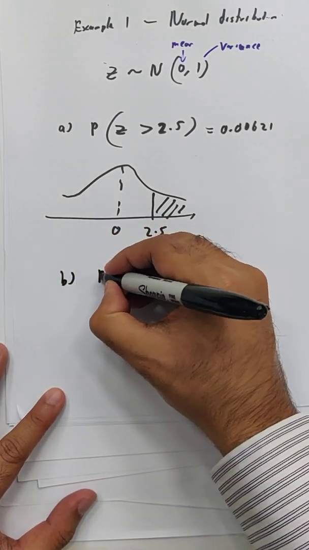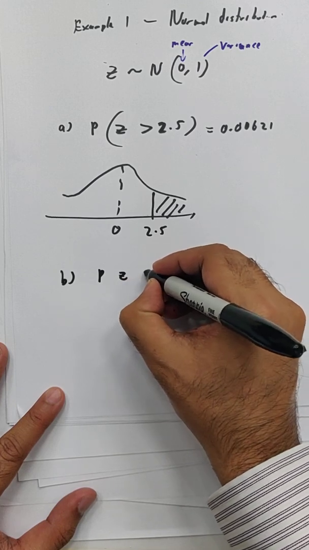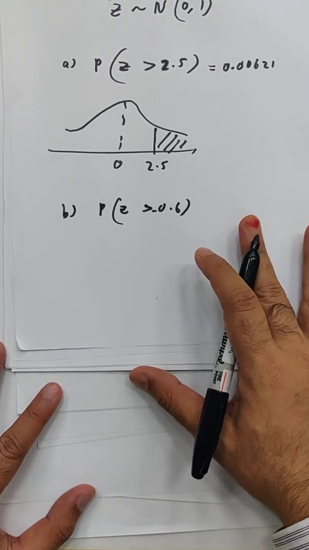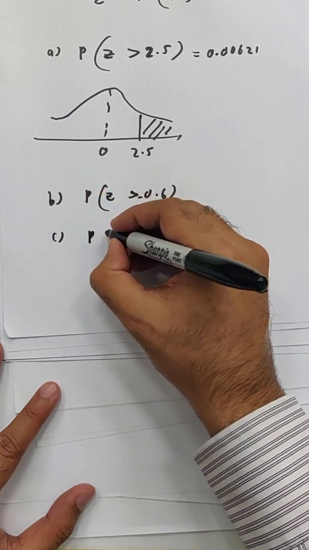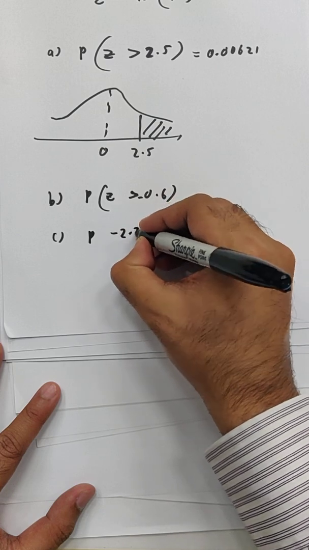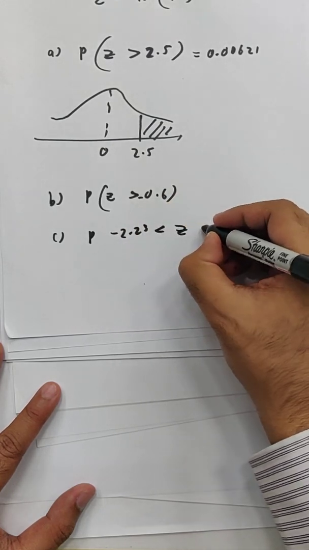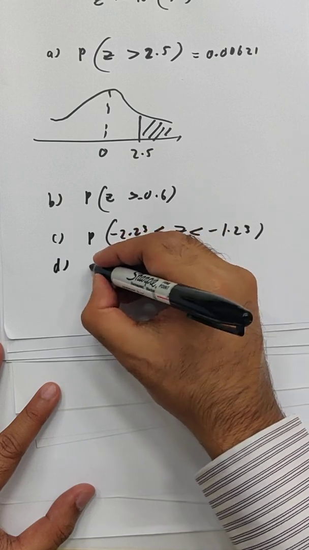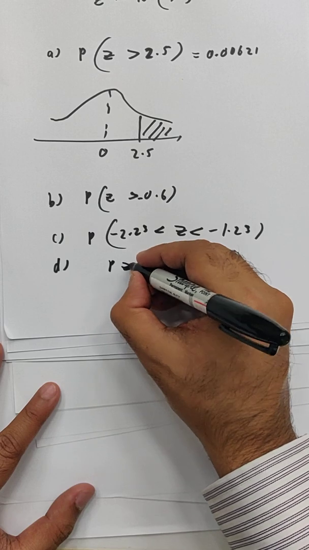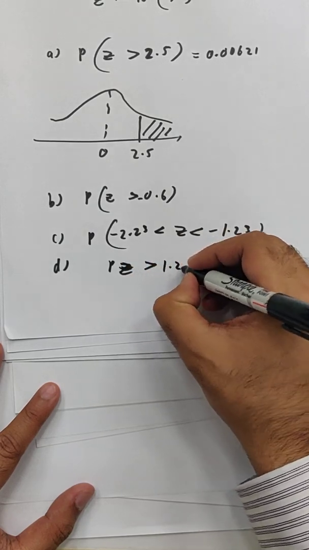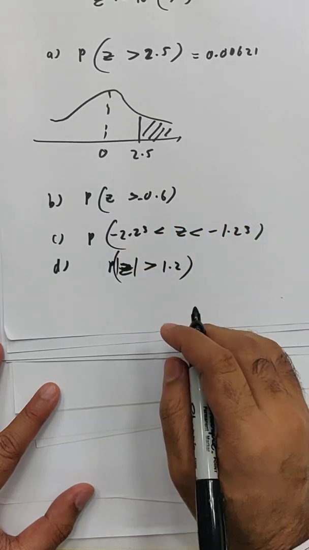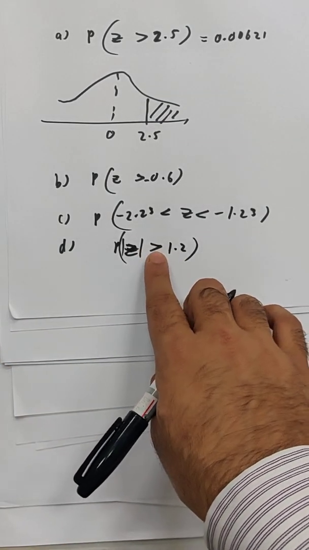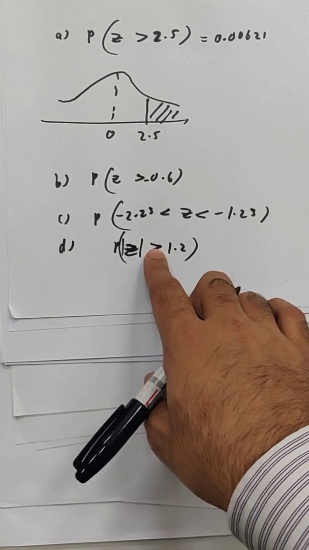Okay, now on your own, can you try this one first? P(Z more than negative 0.6). Sorry, negative 0.6. On your own, give it a try. Then negative 2.23 less than Z less than negative 1.23. Oh, we got symmetrical ones. Modulus of Z more than 1.2. Just to tell you something, this is more. The one that we did just now was less. Try to figure it out.